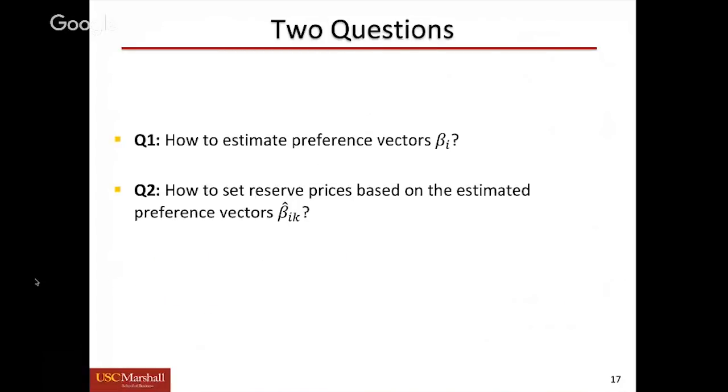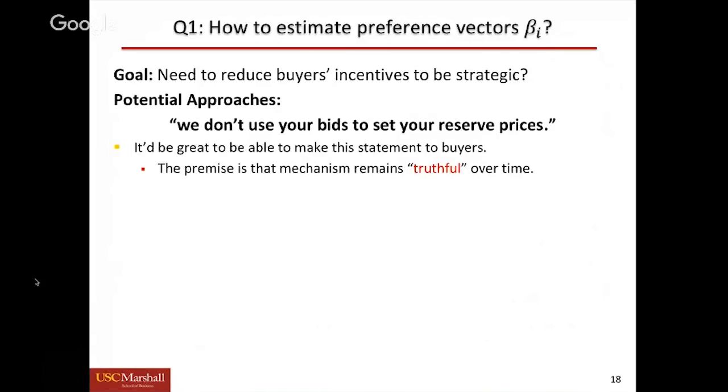Now there are two questions about this algorithm. One is, how do you compute these estimates for the preference vector? How do you estimate beta_i? And the second question is, once you have these estimates, how do you set the reserve prices? I just said that you choose the optimal ones based on the best guess that you have. But what's the exact formulation? Okay. So let's start with this first question. How do you estimate the preference vector?